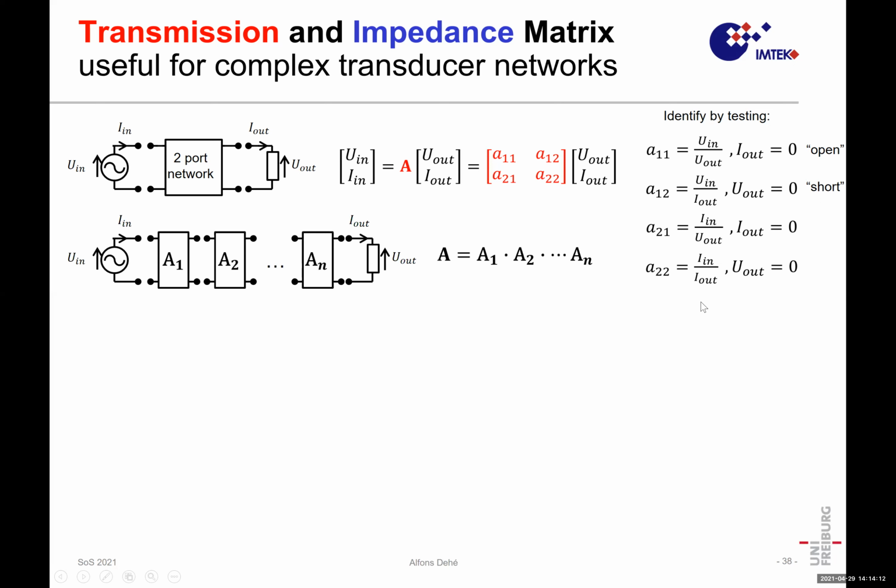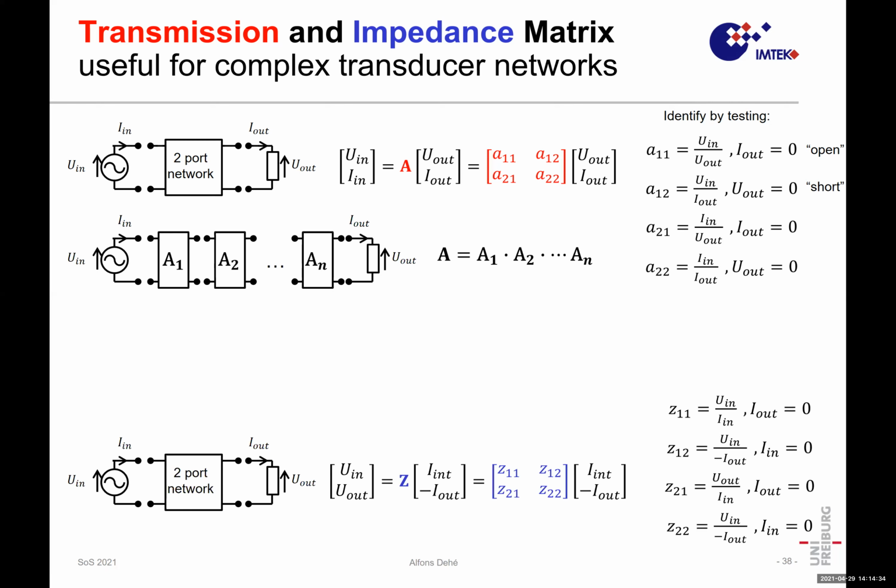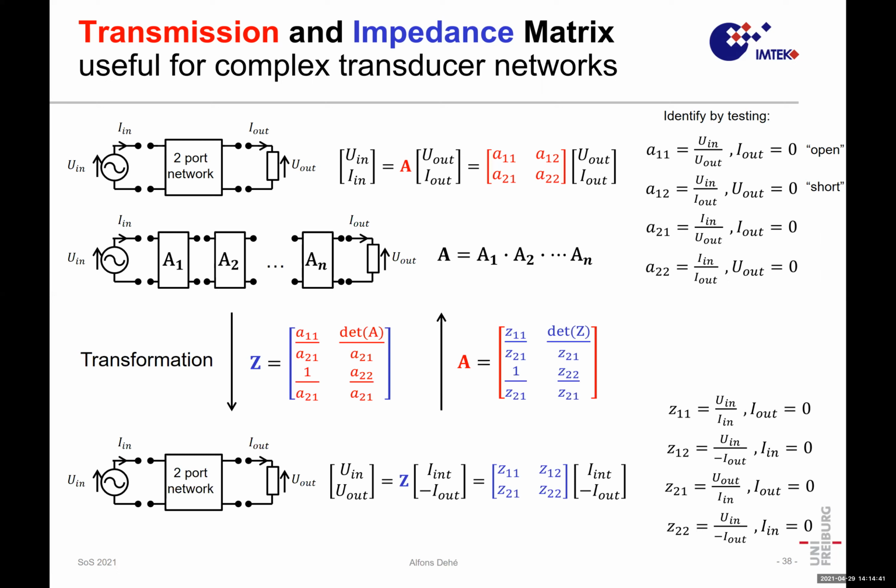Popular to do so in network theory, and the nice thing with this situation is you can multiply those matrices, so you can subdivide your network if it is complex into different subnetworks, test them if you want, and then connect however you want, and you can use this. The same is true for impedance matrix, so you can transfer between impedance matrix and transmission matrix.